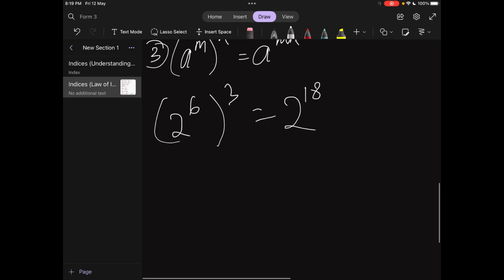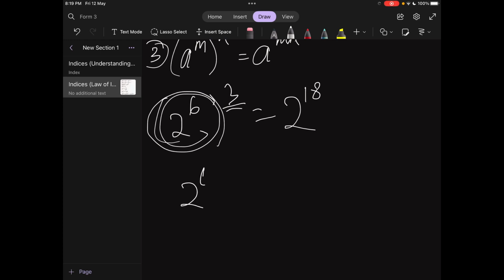So what's happening here? As we know, the power means it's being multiplied by itself 3 times. So from this we can say that the whole 2 to the power of 6, the whole thing here, is being multiplied to itself 3 times. That's the meaning. So this can also be written as 2 to the power of 6 times 2 to the power of 6 times 2 to the power of 6. As you can see, this is how it works.